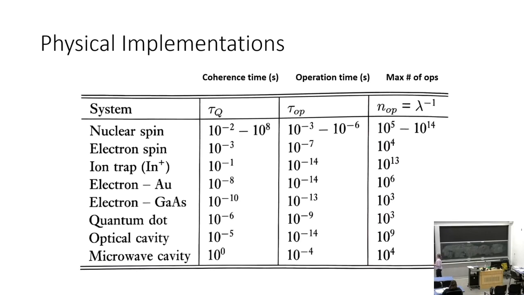If we look at the other extreme, an electron in a gallium arsenide solid state qubit has a coherence time of 10 to the minus 10 seconds, so not very long. Gate operation times are pretty fast, though, so 10 to the minus 13 seconds, and that combines to give you about 1,000 operations being possible.